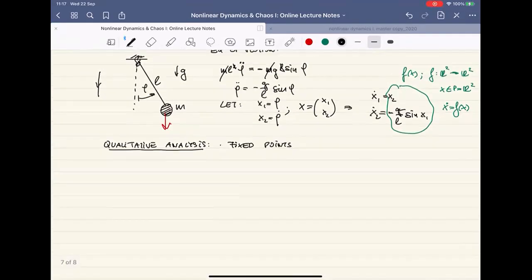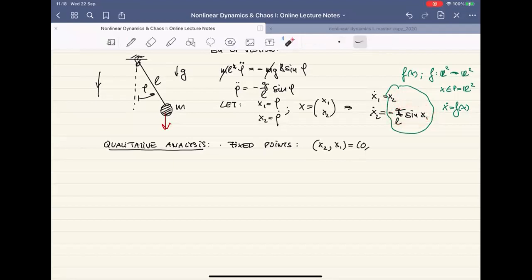What are the fixed points? The fixed points are determined by points where the right-hand side vanishes, okay? So what are the points in the phase space on which that right-hand side vanishes? Well, certainly it has to be a double zero, right? Because the right-hand side of a two-dimensional function must vanish. So I know that they have to satisfy x2 equals 0. But the other component is determined by the second equation, which must vanish as well.